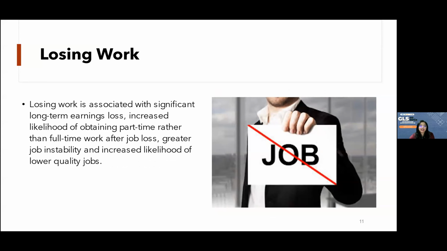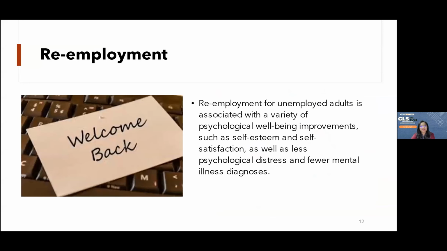So losing work is associated with significant long-term earning loss, increased likelihood of obtaining part-time rather than full-time work after job loss, greater job instability, and increased likelihood of lower quality job. So I think that's a very bad situation. Hopefully you can still have your sustainable employability, so you don't have to lose your work.